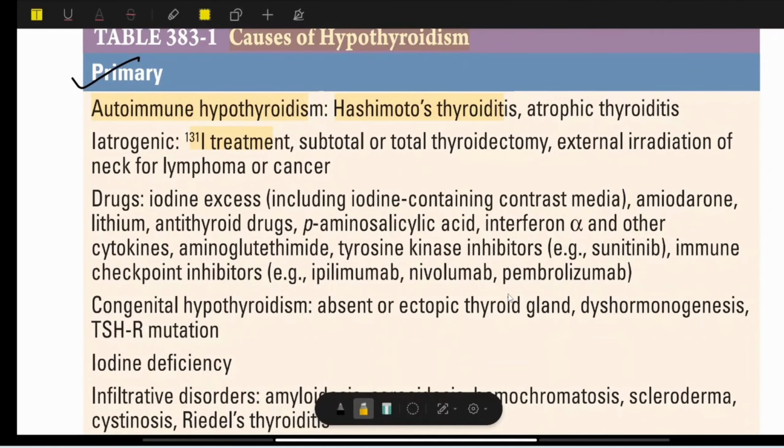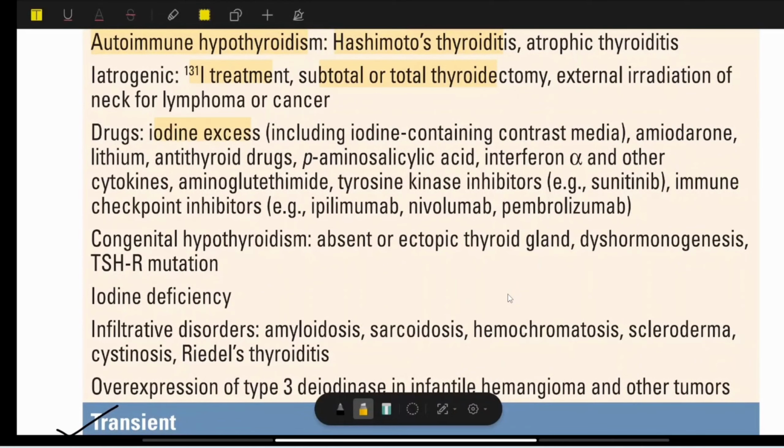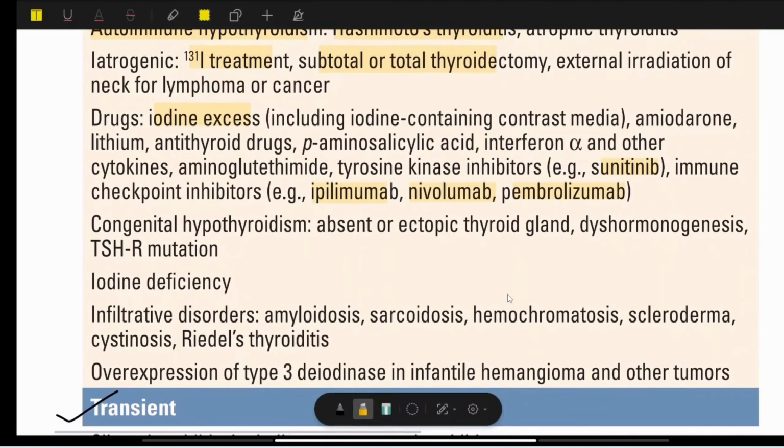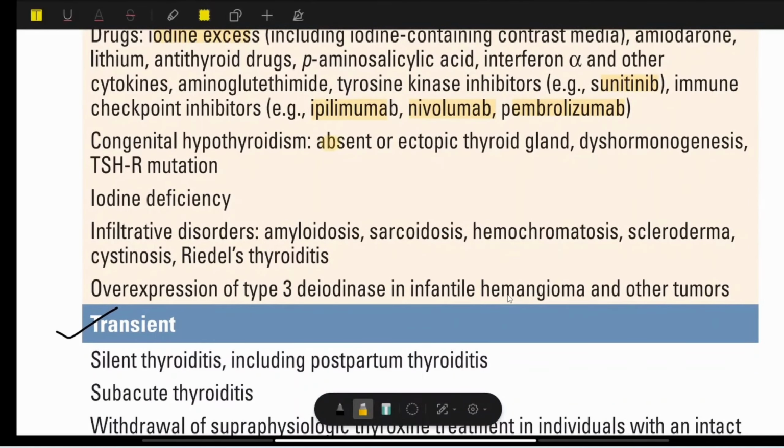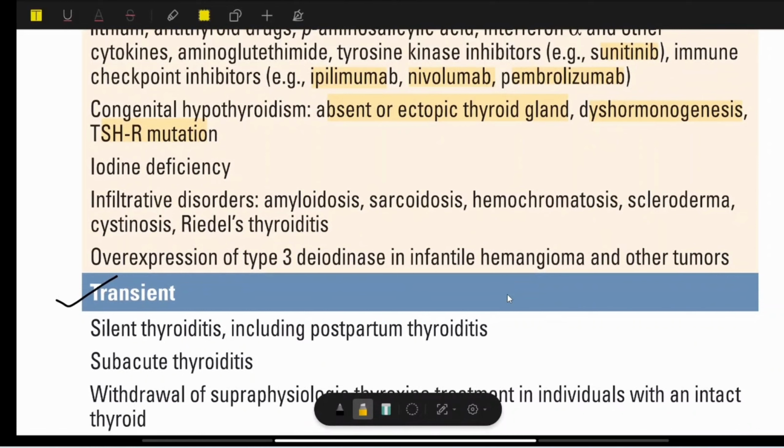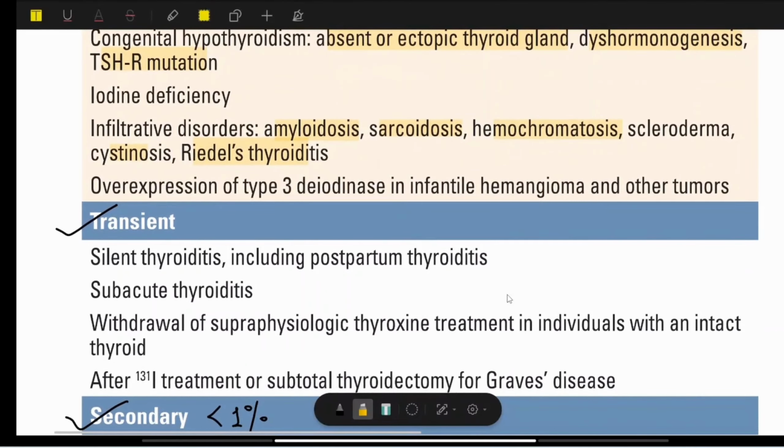We know that iodine-131 is used in diagnostic investigations and also for treatment, in subtotal or total thyroidectomy. And drugs like excess iodine and sunitinib, a kinase inhibitor. Then immune checkpoint inhibitors like ipilimumab, nivolumab, pembrolizumab. Then congenital hypothyroidism: absent or ectopic thyroid gland, dyshormonogenesis, TSH receptor mutations, iodine deficiency, infiltrative disorders like amyloidosis, sarcoidosis, hemochromatosis, cystinosis, Riedel thyroiditis, and overexpression of type 3 deiodinase in infantile hemangioma and other tumors.